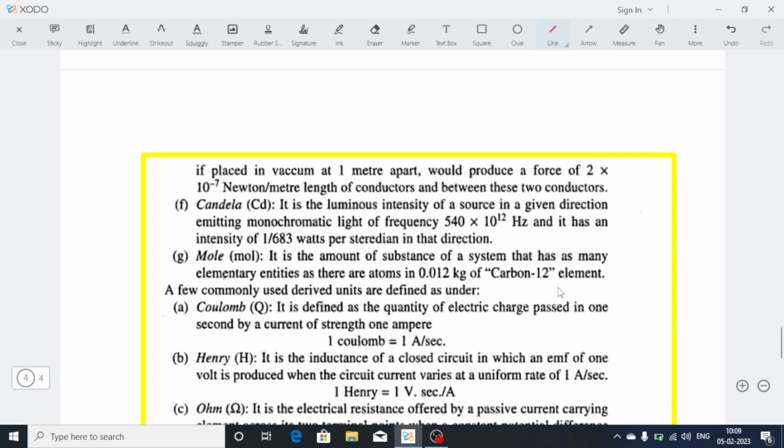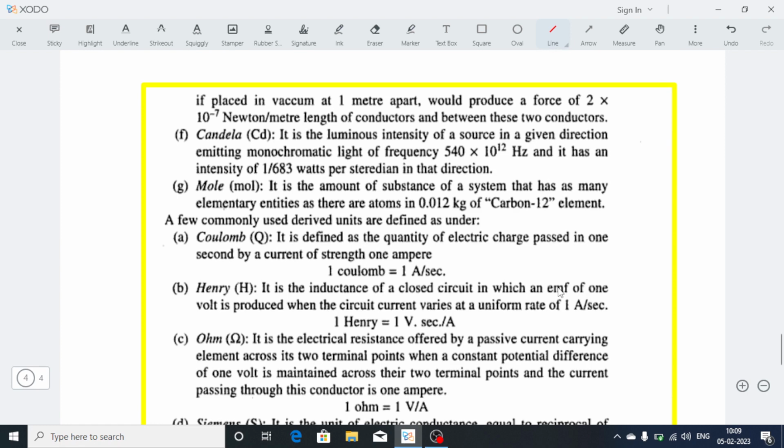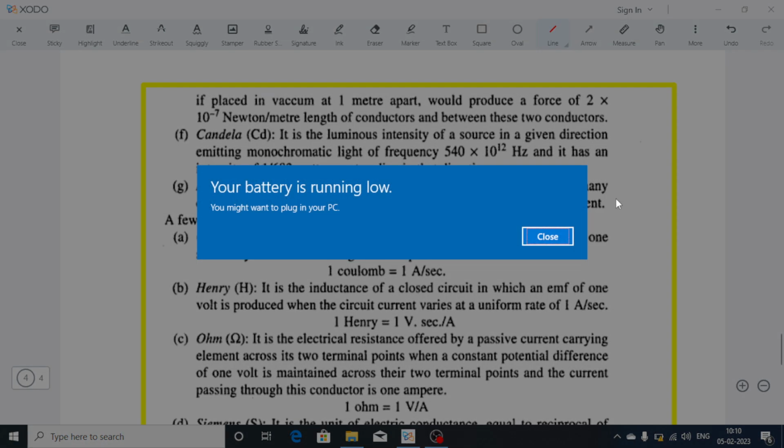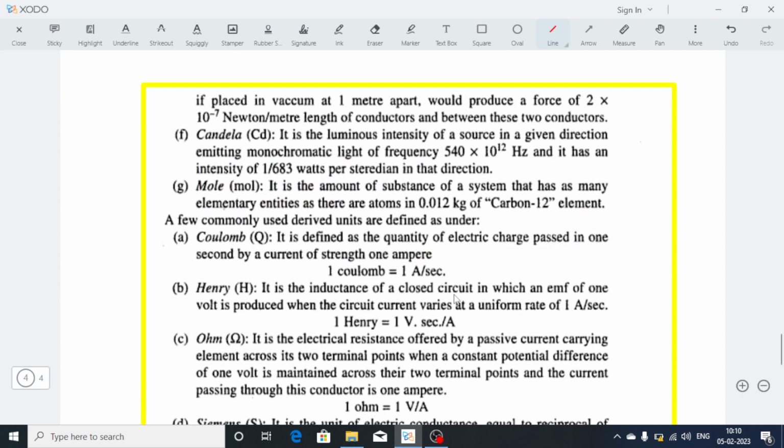A few commonly used derived units are defined as follows. Here I will talk about only electrical units. Coulomb. It is defined as the quantity of electric charge passed in 1 second by a current of strength 1 ampere. Henry. It is the inductance of a closed circuit in which an EMF of 1 volt is produced when the circuit current varies at a uniform rate of 1 ampere per second.